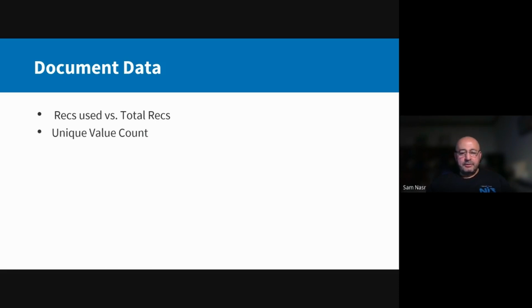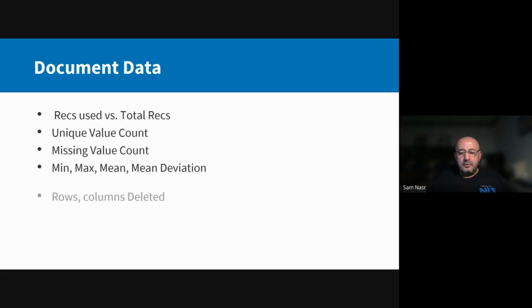Specify the unique value counts, missing value counts, min, max, and mean deviation of that data, rows or columns that were deleted. So as you see here, I'm saying be verbose and be very descriptive about the data that was eventually used for the model.